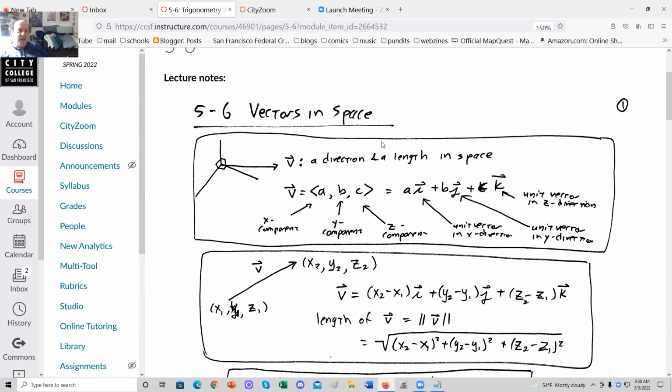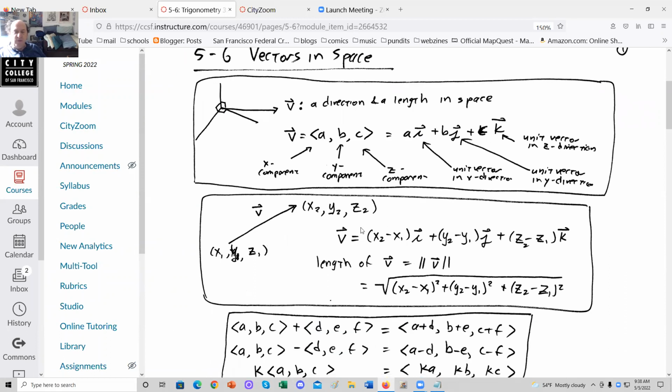All right, so these are three-dimensional vectors with three components: x component, y component, and z component. They correspond to an arrow in three-dimensional space pointing from an initial point to a terminal point. The vector a by b by c is also called ai plus bj plus ck, where i is a unit vector in the x direction, j is a unit vector in the y direction, and k is a unit vector in the z direction. As before, a vector is a displacement from one point to another.